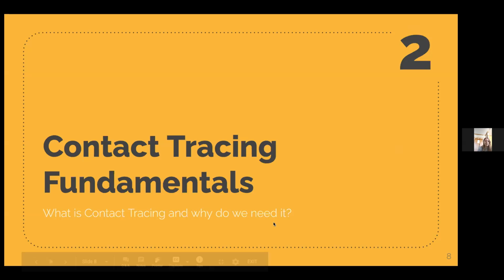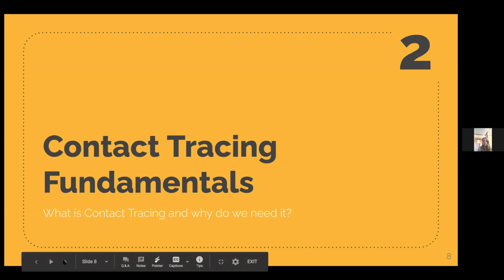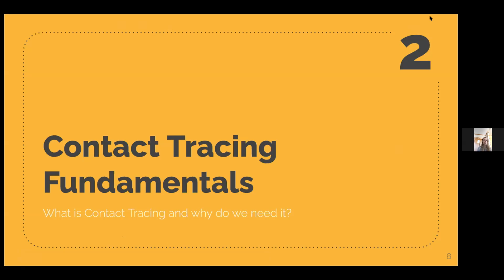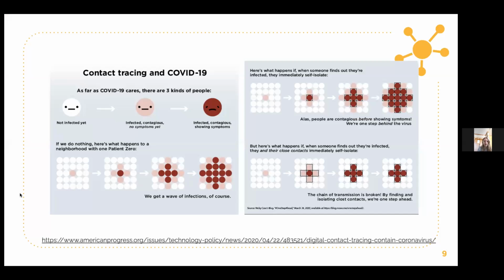Yeah, so in this section, we're just going to cover the fundamentals of contact tracing, why we need to use it in order to help stop the spread of COVID-19. In this visual, we can see how the spread of COVID-19 can be curbed through contact tracing. If someone finds out that they're infected and immediately begins self-isolating, that obviously is going to help the spread of COVID more than would happen if they're going out into public spaces and interacting with others.